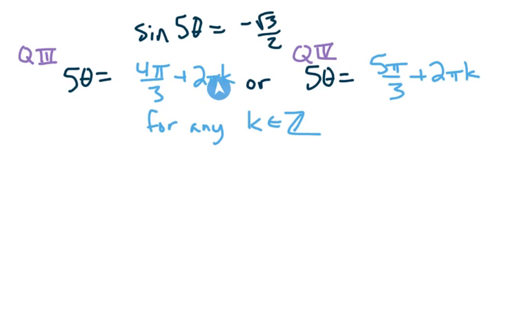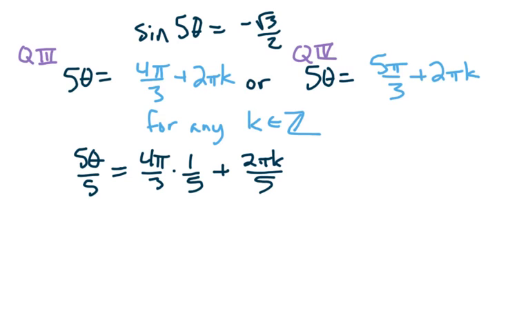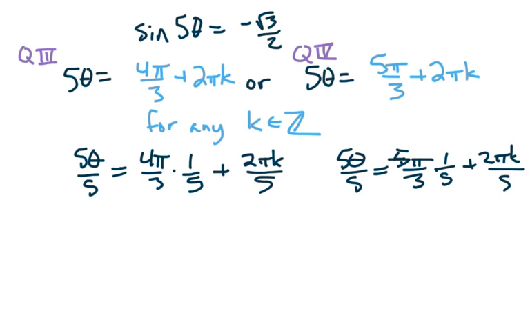It's really, really important to divide both sides by 5 after adding 2 pi k. And remember that instead of dividing by 5, I can multiply by the reciprocal of 5 if that makes it easier. And for these fractions, I bet it does. So we've got that one over there, but we've also got this one over here. 5 theta over 5 equals 5 pi over 3 times 1/5 plus 2 pi k over 5. And this gives us theta equals 4 pi times 1 over 3 times 5. That's 4 pi over 15 plus 2 pi k over 5. Nothing to do about that.